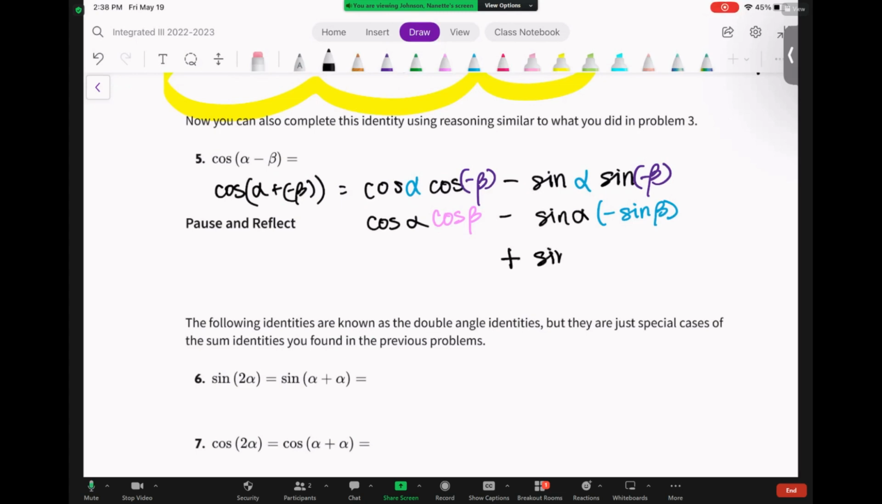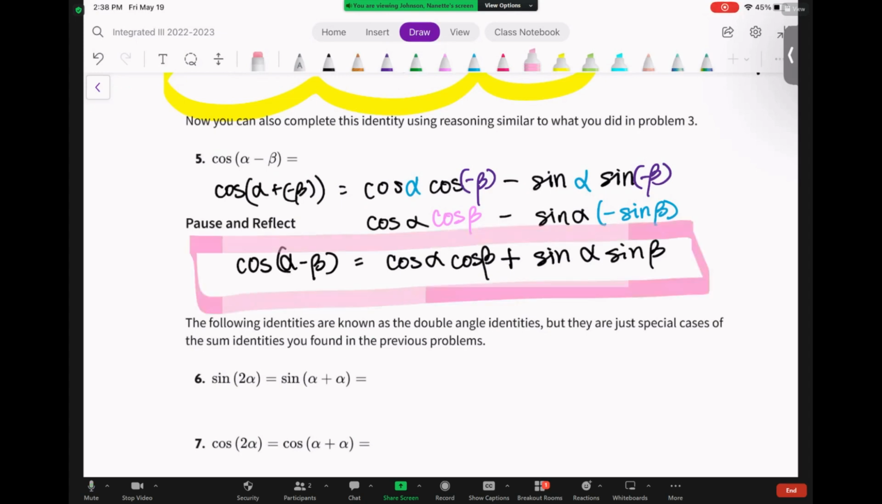So here's your final one. I write it as cosine cosine plus sine sine. And so this is my answer for cosine of alpha minus beta. And then this is another identity that we can now hold as true.